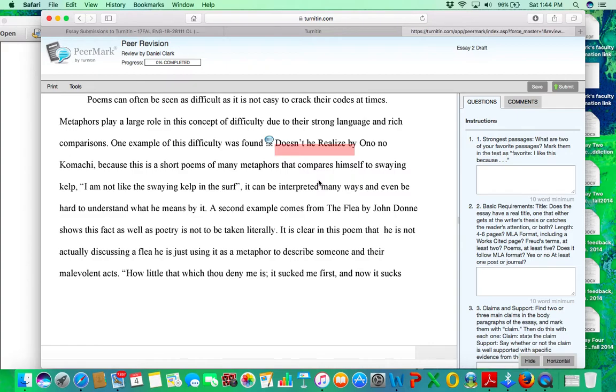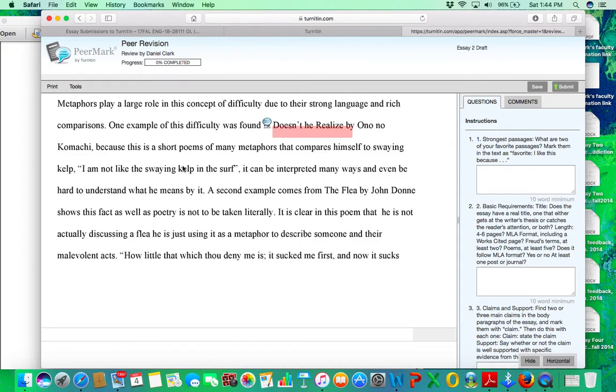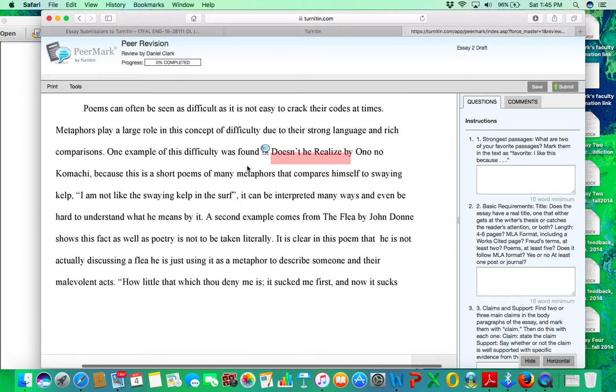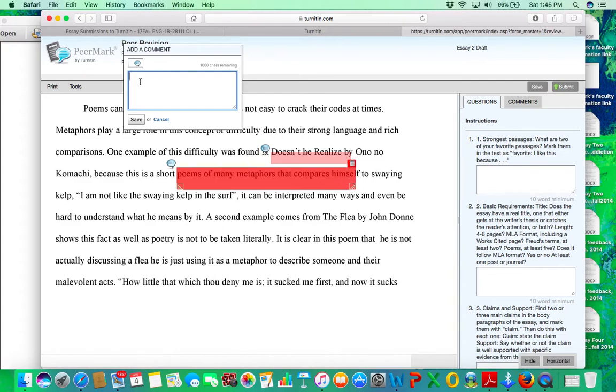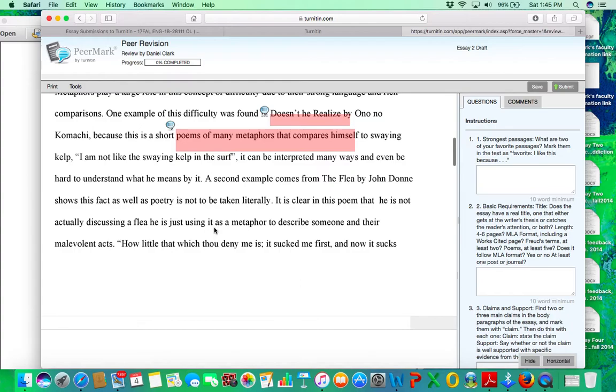Are there really a lot of metaphors in it? Maybe. Of many metaphors that compares himself to swaying kelp. What, the poem compares the poem to swaying kelp? Oh no, Komachi. So again, we need a little sense. This is a short poem with many metaphors in which the speaker compares himself. So we need a little work there. In which the speaker. We need to have our subject fit the verb. So poems don't compare themselves to swaying kelp. The speaker of the poem compares himself to the swaying kelp. Anyway, okay, the swaying kelp. I am not like the swaying kelp in the surf.